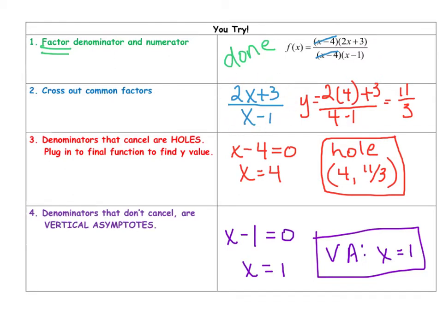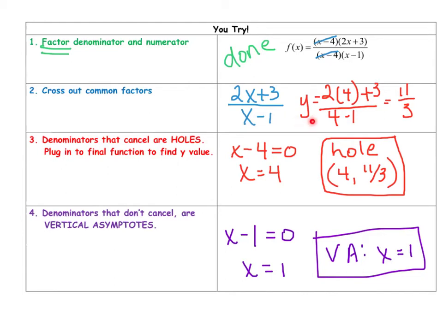Okay? Now going on to step number 3, the denominators that cancel are the holes. So my denominator that canceled was x minus 4. So that's why I set x minus 4 equal to 0, and then I solved for x. I got x equals 4. Now, 4 is the x coordinate of my hole. So I need to plug that 4 into the final function, meaning the reduced one, so I can find out what my y value is. So that's what I did.